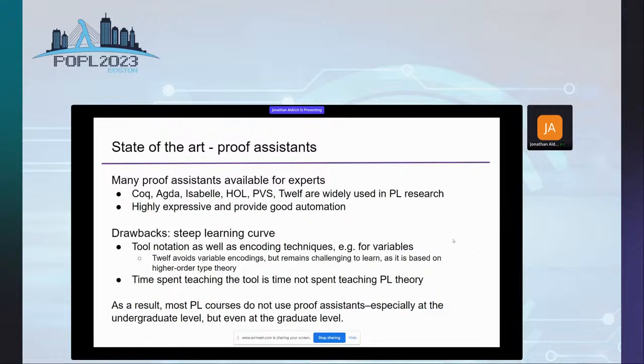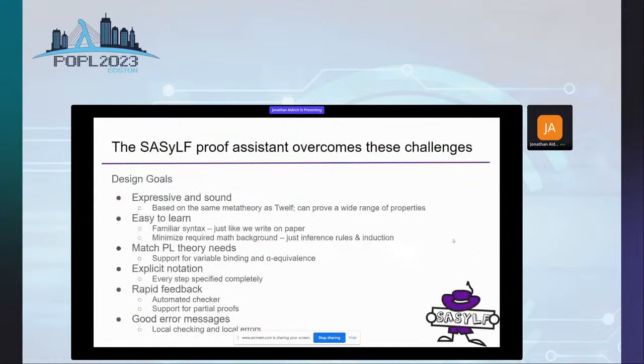And I guess it's relevant to programming languages, but maybe not necessarily to the specific things you're trying to teach in your course, depending on what your focus is. And so time spent teaching the tool is time not spent teaching programming language theory. And so as a result, most programming language courses that I'm aware of, even if they teach theory, they don't use proof assistants. Some do, but probably most don't, maybe especially at the undergraduate level. So we'd like to see if we could change that.